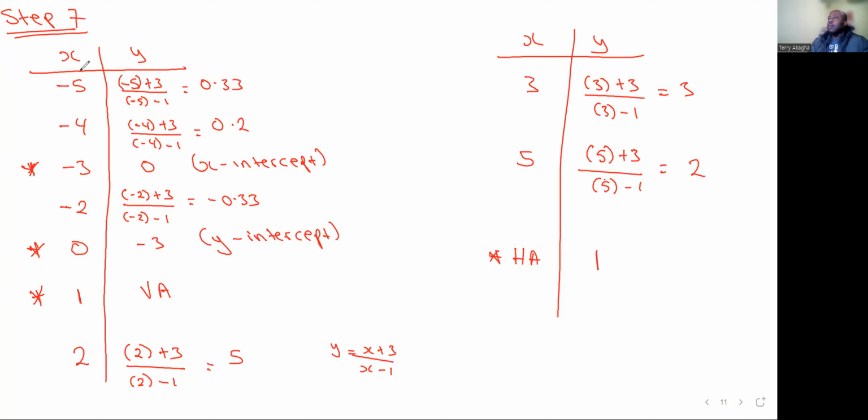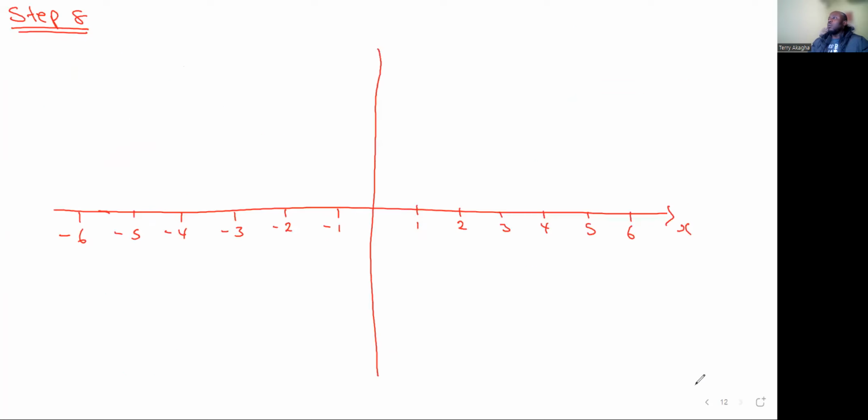But for the x, we have from -5 to 5. For the y, we have between -3, I think that is the lowest, it's -0.33 that is this, and up to 5. So we can also do 1, 2, 3 as well. This is 1, this is 2, this is 3, this is 4, this is 5, and that is 6, okay? And we can have -1, -2, -3, -4, -5, okay? And we can have -6, all right?